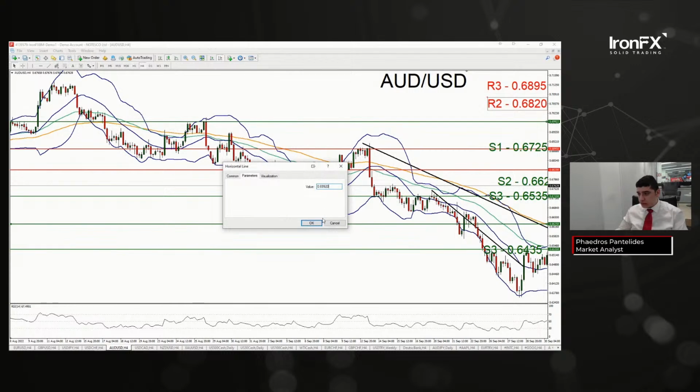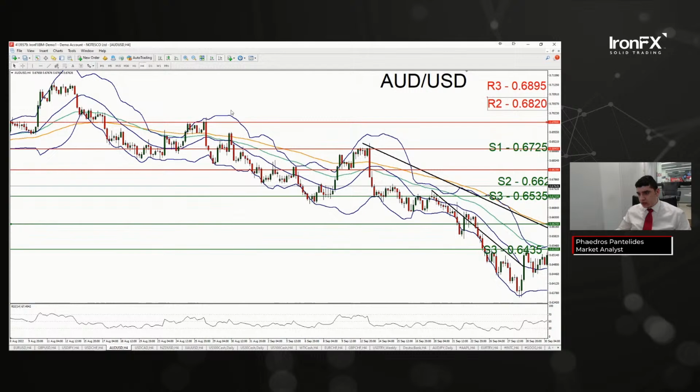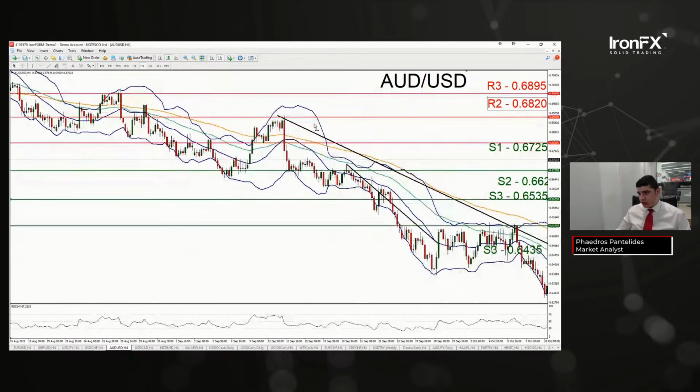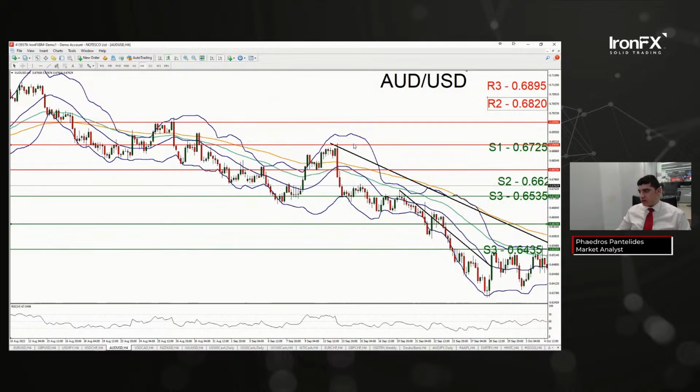0.6920, 0.6990, yes. And actually, we're bringing R2 slightly higher. Now, in this case, I wouldn't simply take the wick. And why? If you look back, where is it validated? It's in between the candles.